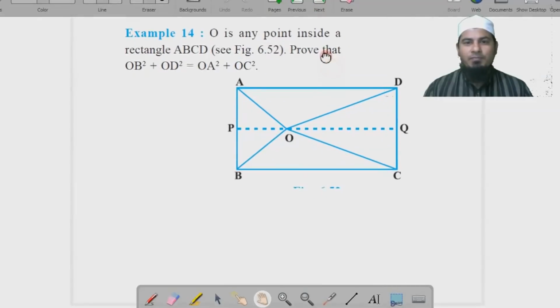Yes. Here, O is any point inside a rectangle ABCD. Prove that OB square plus OD square is equal to OA square plus OC square.